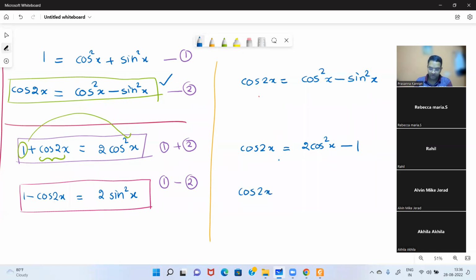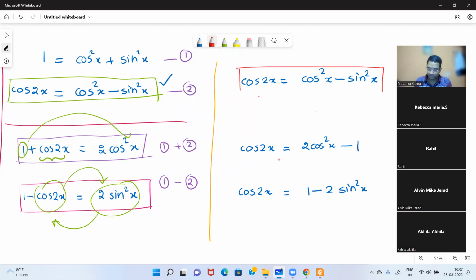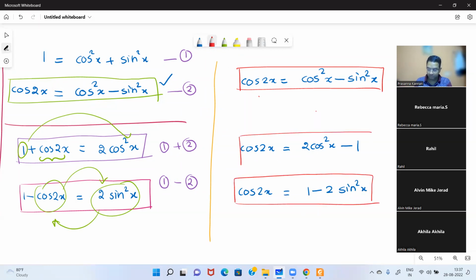Here, you bring cos 2x here and 2 sin square x, you bring it here. So what will you get? What is cos 2x equal to? 1 minus 2 sin square x. So all these formulas are very, very important. Cos 2x is equal to cos square x minus sin square x. Cos 2x is equal to 1 minus 2 sin square x. Cos 2x is equal to 2 cos square x minus 1. Clear? So you can just take it down. I'll give you a minute. This is a very important formula.